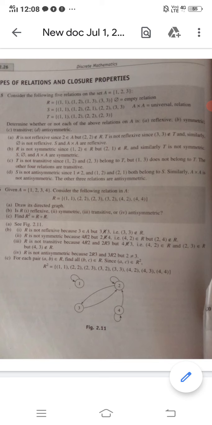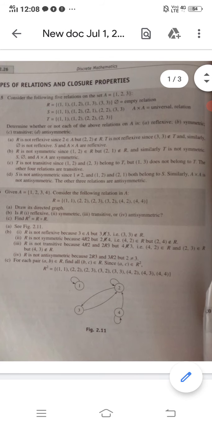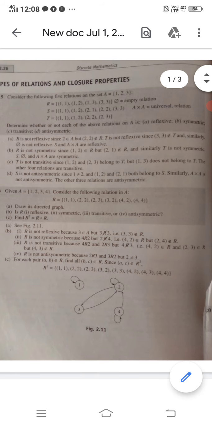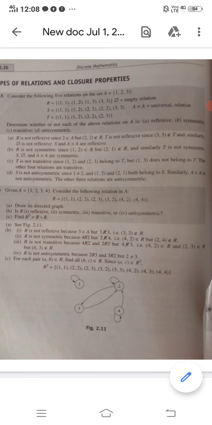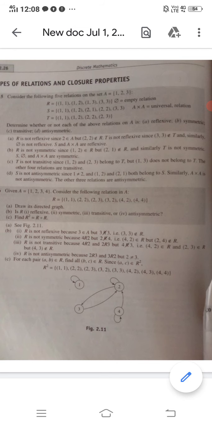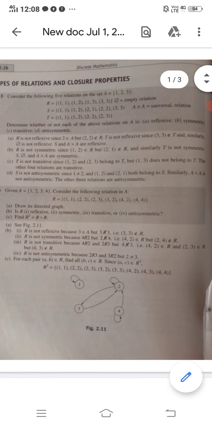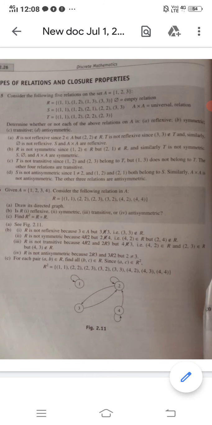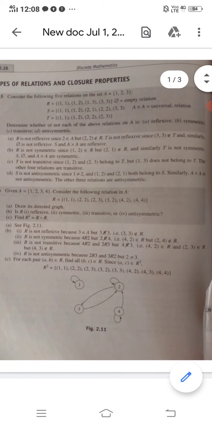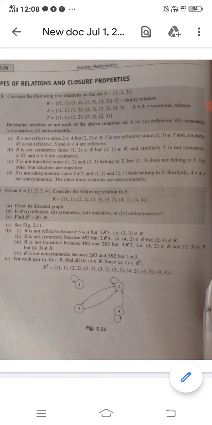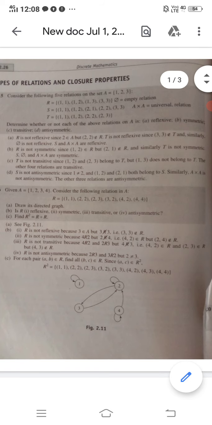So let's check R. First, reflexive, it must have (a, a) for all: (1,1), (2,2), (3,3), (4,4). Let's check. It is having (1,1), (2,2), but (3,3) is missing. (4,4) is there. So R is not reflexive. Let's check symmetric. The condition of symmetric I have told. If (a, b) is here, then (b, a) should be there. So let's check condition of symmetric. (2,3) is here. (3,2) is here. But (4,2) is here, but (2,4) is not here. So it is not symmetric as well.